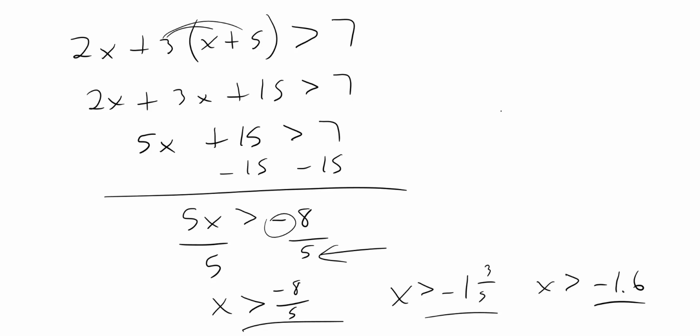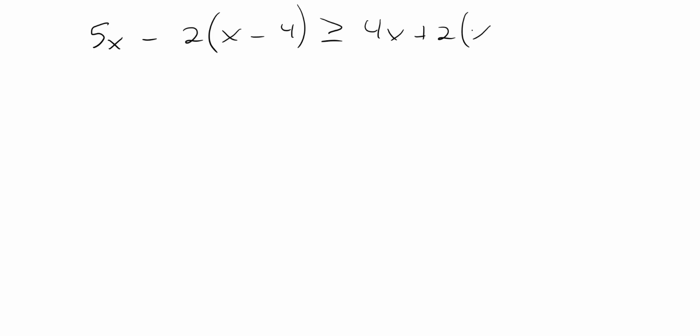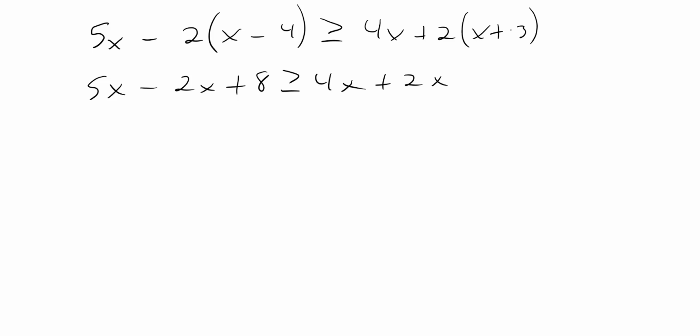Okay. Last problem. So if I give you guys 5x minus 2 parentheses x minus 4, and I'll say that is greater than or equal to 4x plus 2 parentheses x plus 3. All right, that looks like a big, nasty, evil problem, like that big alligator eating you before. Okay? Not really, though. You just got to distribute the negative 2 and distribute the positive 2 on the right side. So 5x, negative 2 times x, negative 2x, negative 2 times negative 4 is positive 8. Okay? 4x, 2 times x is 2x, 2 times 3 is 6.